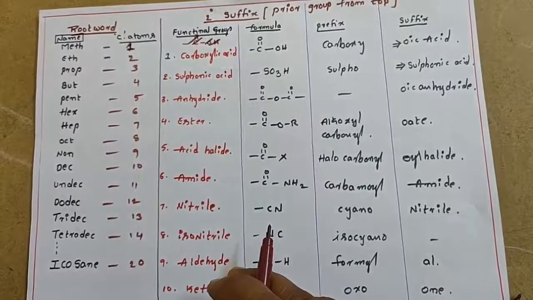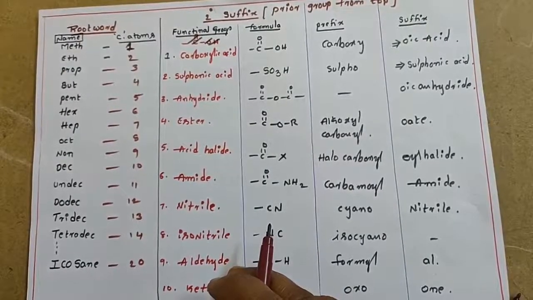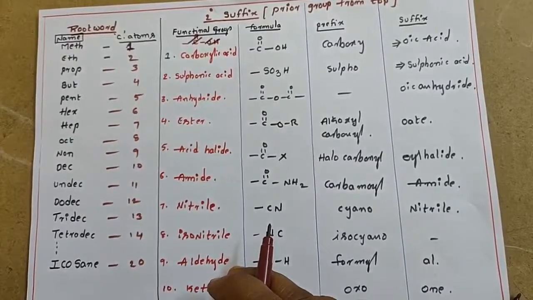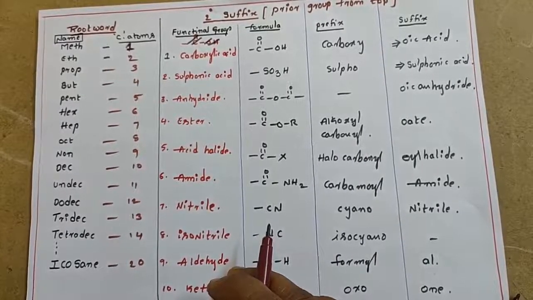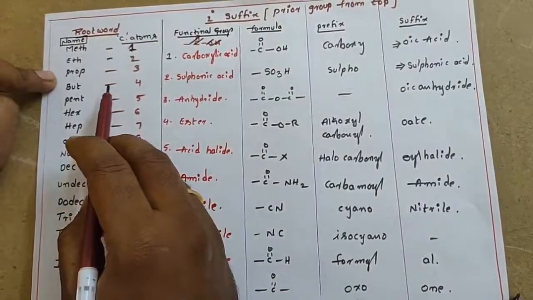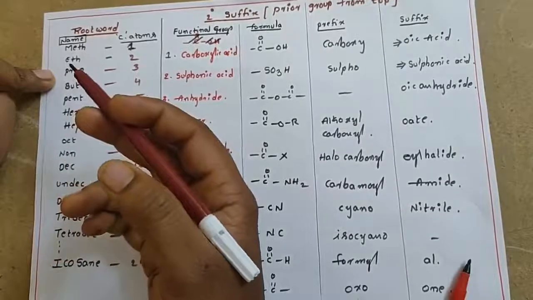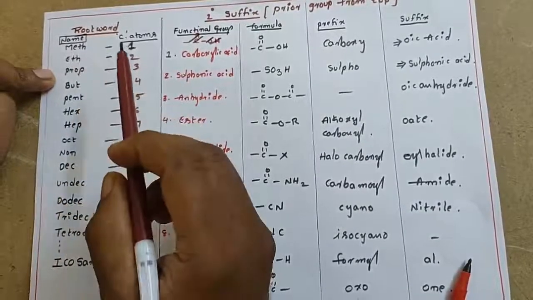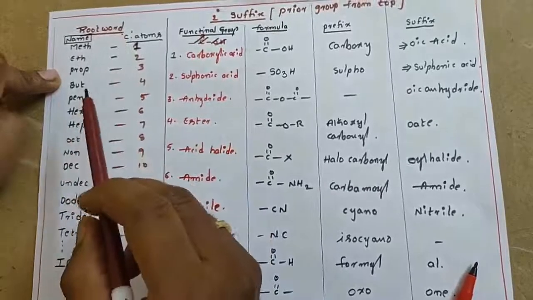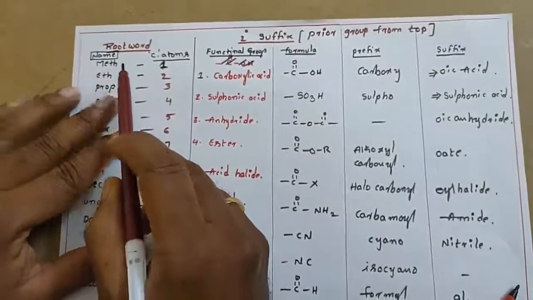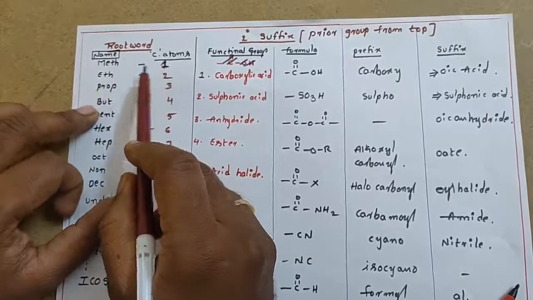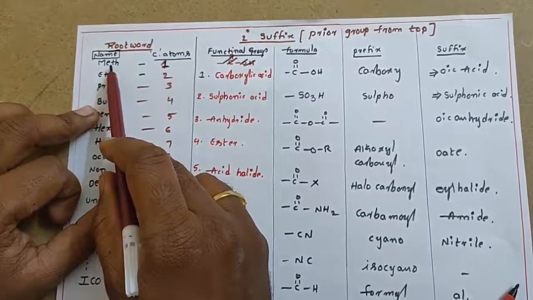So what is the name of the functional group? What is the formula? What is the prefix? What is the suffix? In this video, we are focusing on these. After selecting the longest chain based on the previous video, today we are going to give the name of the root word. Suppose the longest chain contains one carbon atom, then the name is called meth.